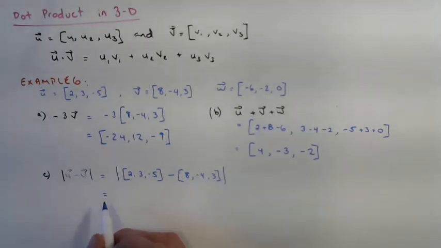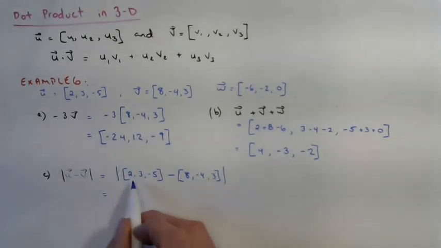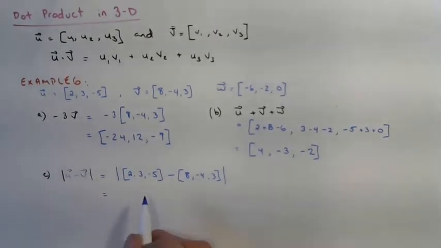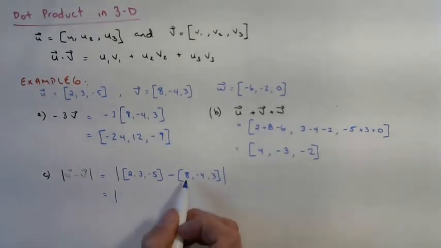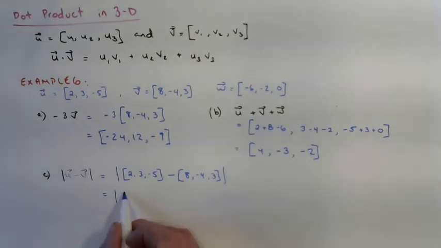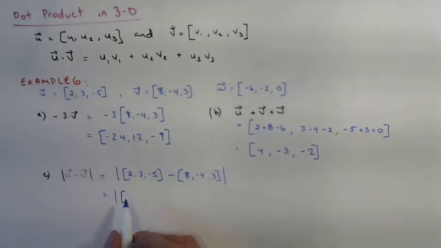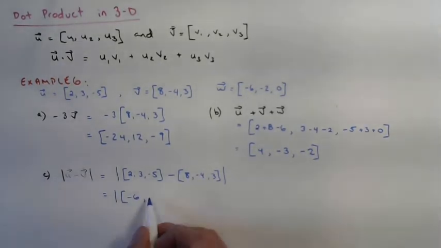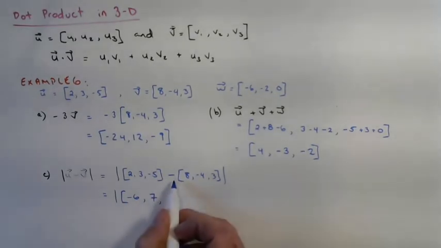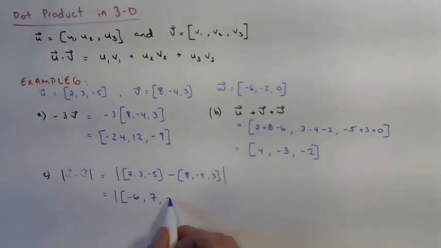And from here, we're just going to find the difference between our x's, the difference between our y's, the difference between our z's, okay? And then we're going to be finding the magnitude. So I've got 2 minus 8. I'm going to skip that middle step here. I'm just going to do it in my head. 2 minus 8, negative 6. 3 minus negative 4 is 3 plus 4 is 7. Negative 5 minus 3 is negative 8.